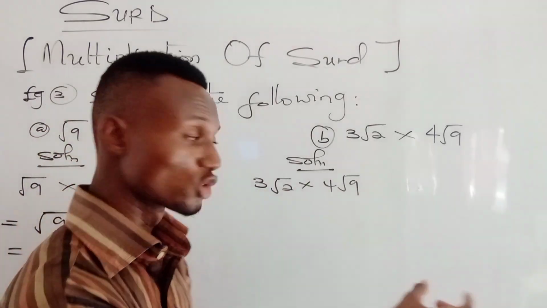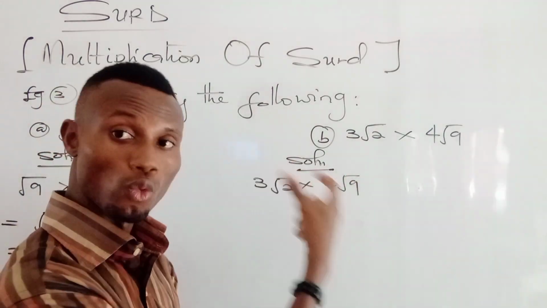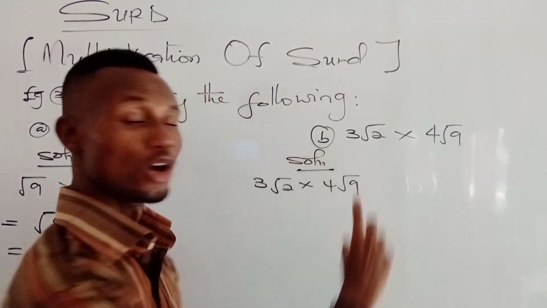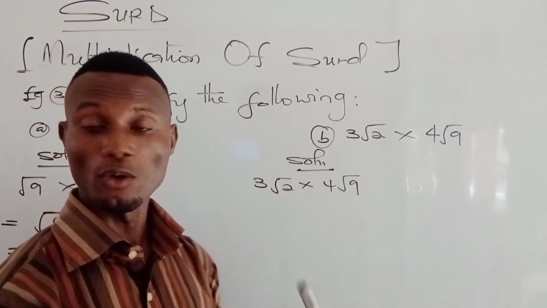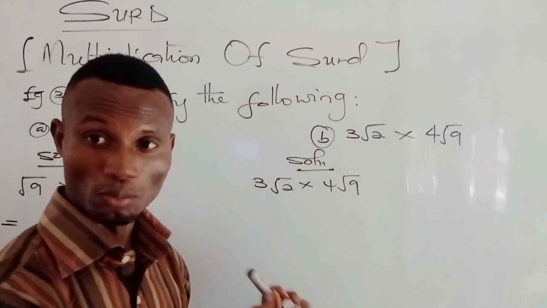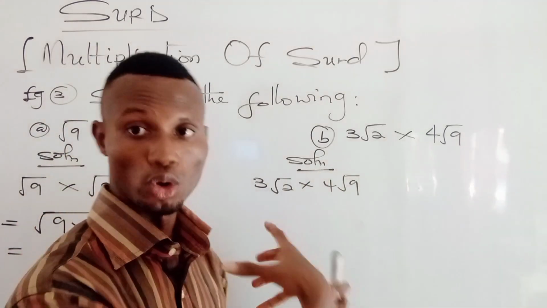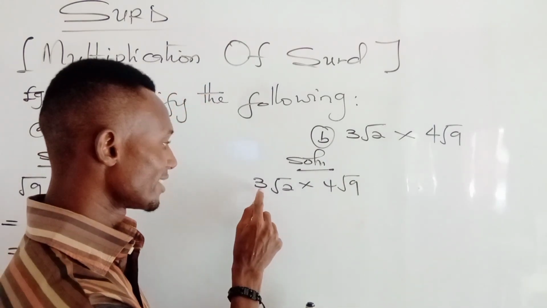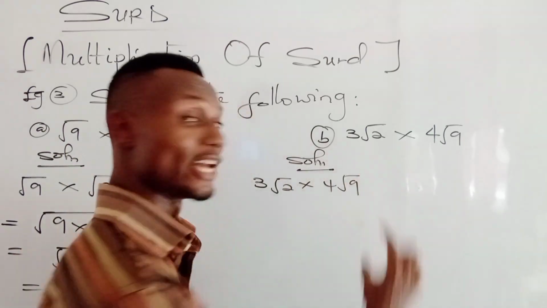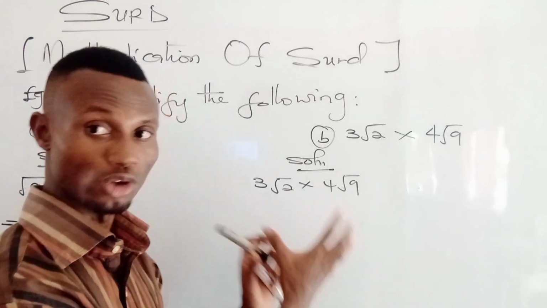Then also the values with the square root sign will multiply. So this root 2 will also multiply the root 9 as well. I hope you understand the explanation. The coefficients will multiply, and the values with the root sign will also multiply. So once this 3 multiplies this 4, this root 2 will also multiply the root 9. That's the first approach you can use to solve this question.